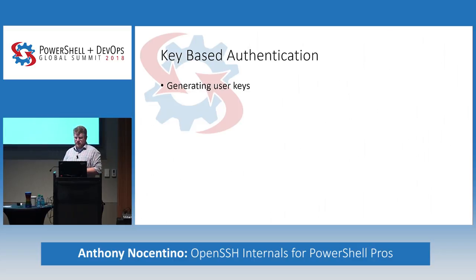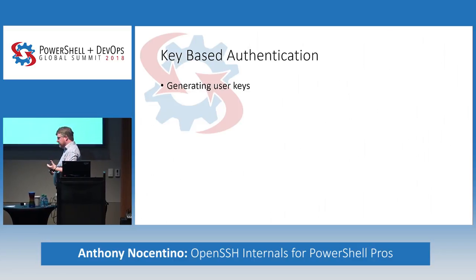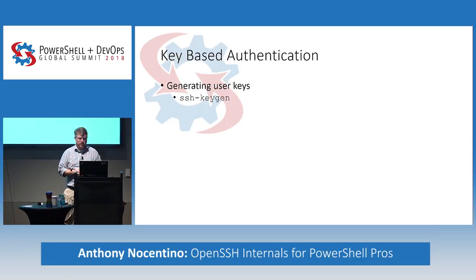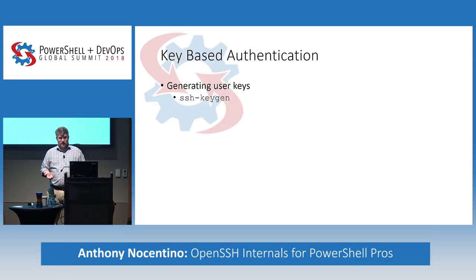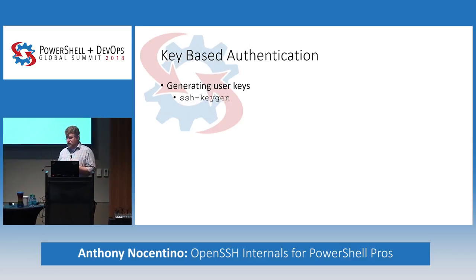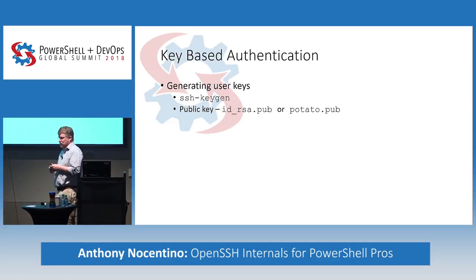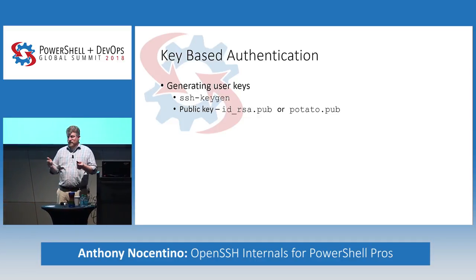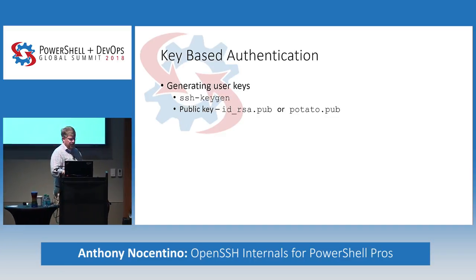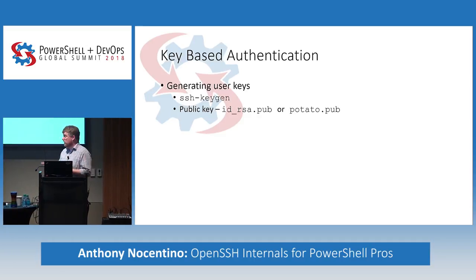So key-based auth. Let's talk about key-based auth because it's a common thing that trips people up and how it works. Let's get through the concepts and we'll show you how to do it and how to troubleshoot it in a few minutes. ssh-keygen is the command we use to generate a public and private key pair for us as users. We generate a public key. By default, it's going to be called id_rsa.pub or whatever.pub. You can name it and then use that for other things, but id_rsa.pub is the default and what your configuration files will look for out of the box.